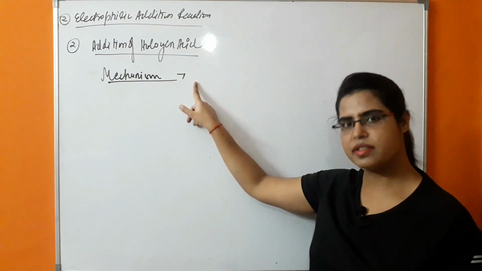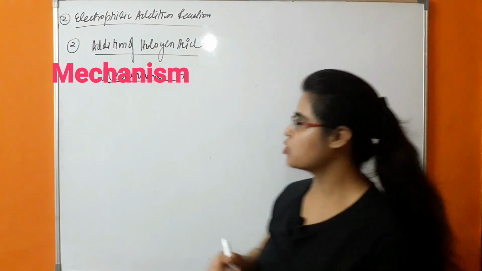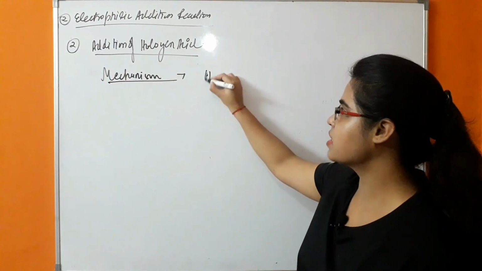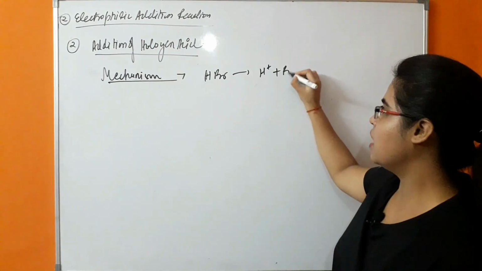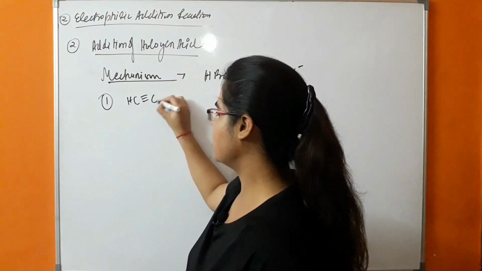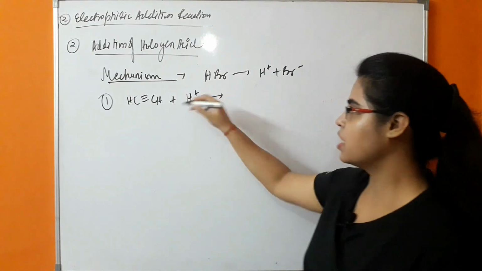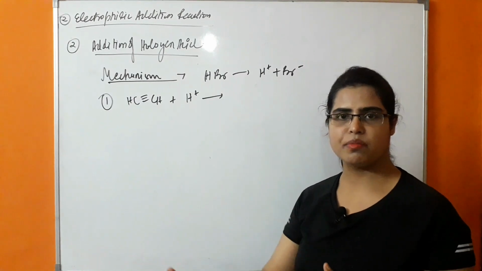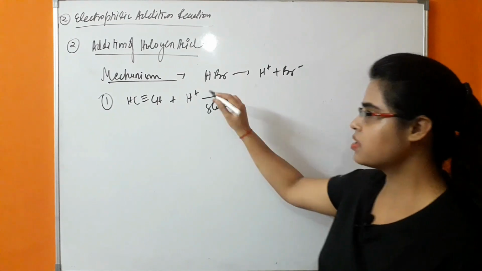Now let's see how the mechanism takes place in the electrophilic addition reactions of halogen acid. First, there will be ionization of the halogen acid. For example, HBr will ionize to H plus and Br minus. In the first step, acetylene reacts with the electrophile and a carbocation is formed. We know that whenever a reactive intermediate is formed, that step is slow. So this step is slow.